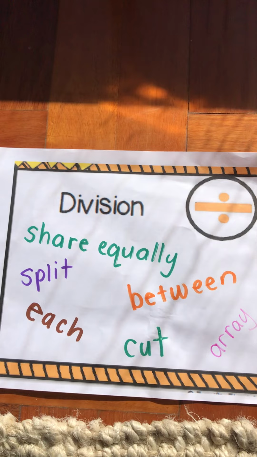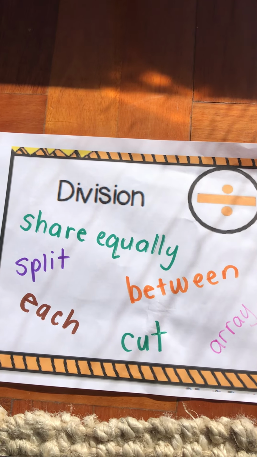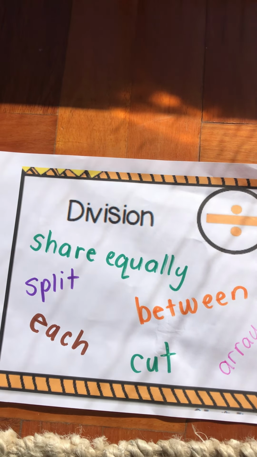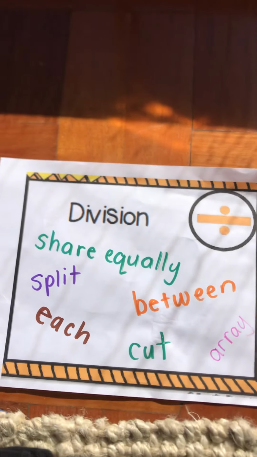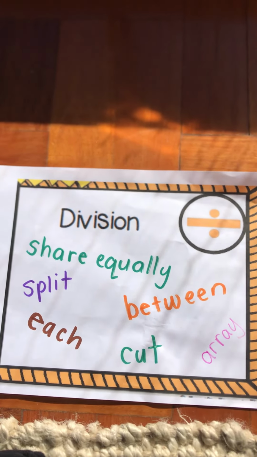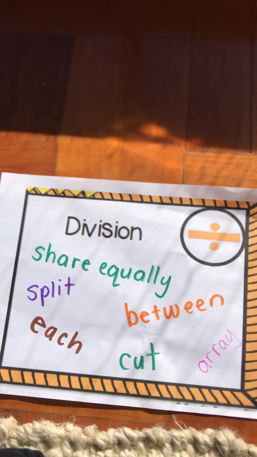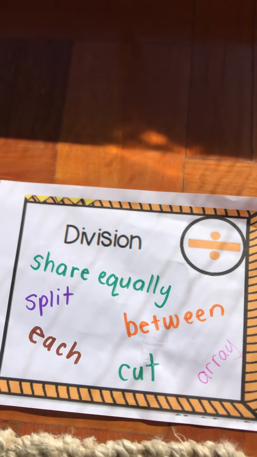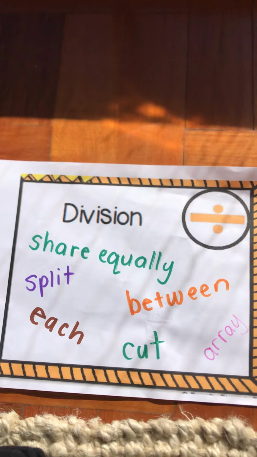So that is when you have the large amount, you know how many you start with and you know how many groups, and you need to find out how many will be in each group after you share your big amount out equally or fairly.